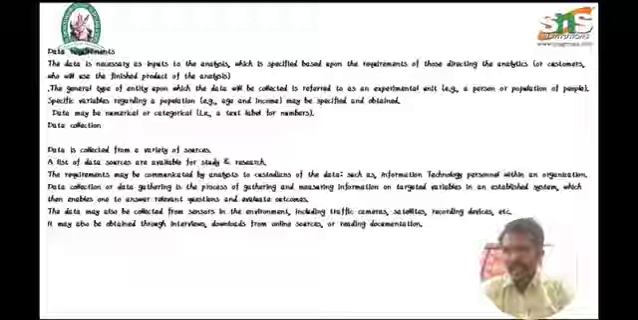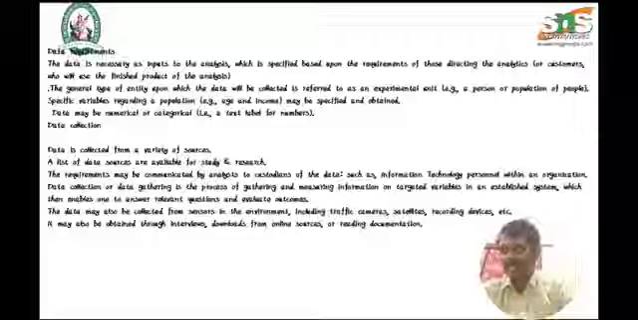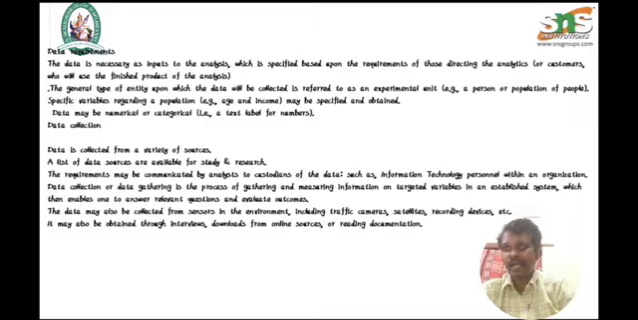Next we can learn about data collection. Again, remember that a collection of useful information is called data. We are collecting useful information, and that is called data collection. The data is collected from a variety of sources. It is not necessary to collect the data from one particular point. We can collect data from a variety of sources, wherever sources are available.